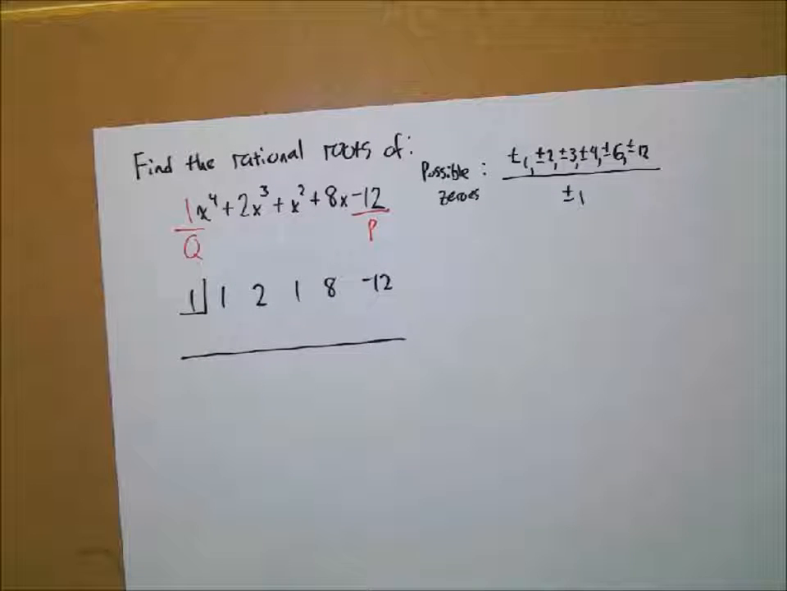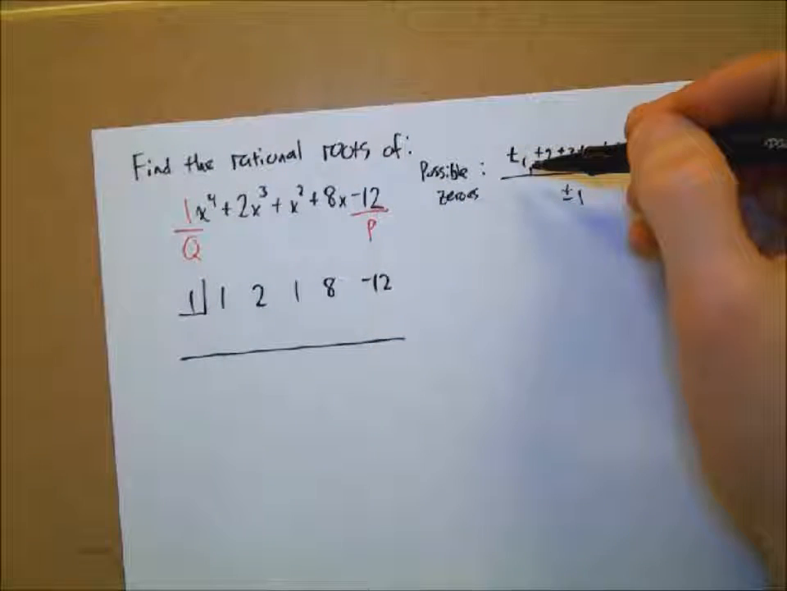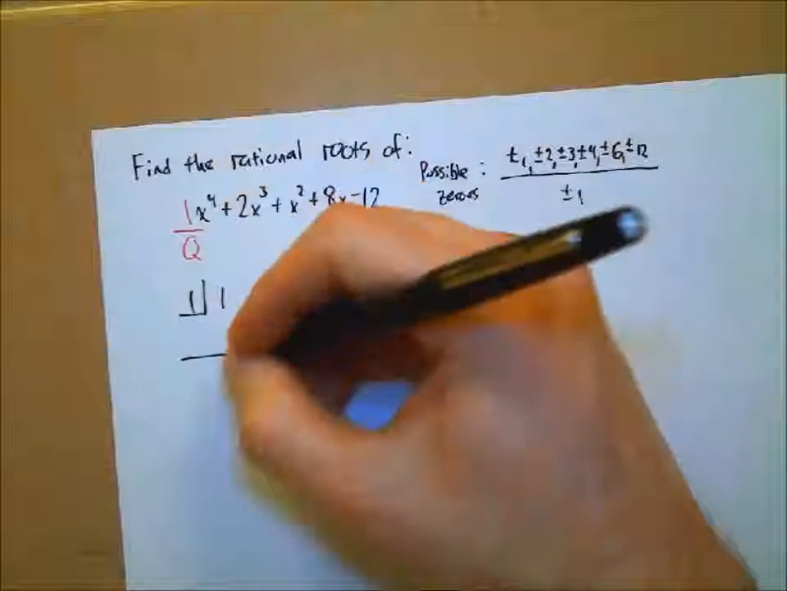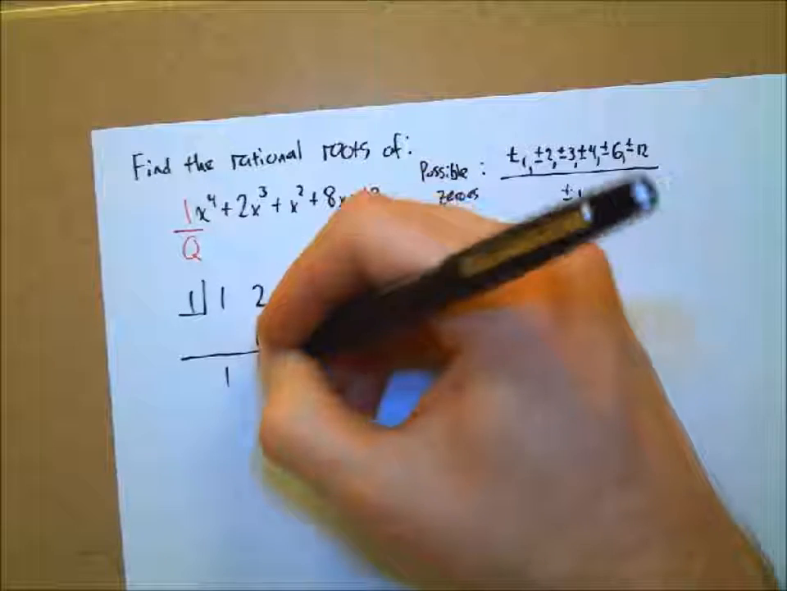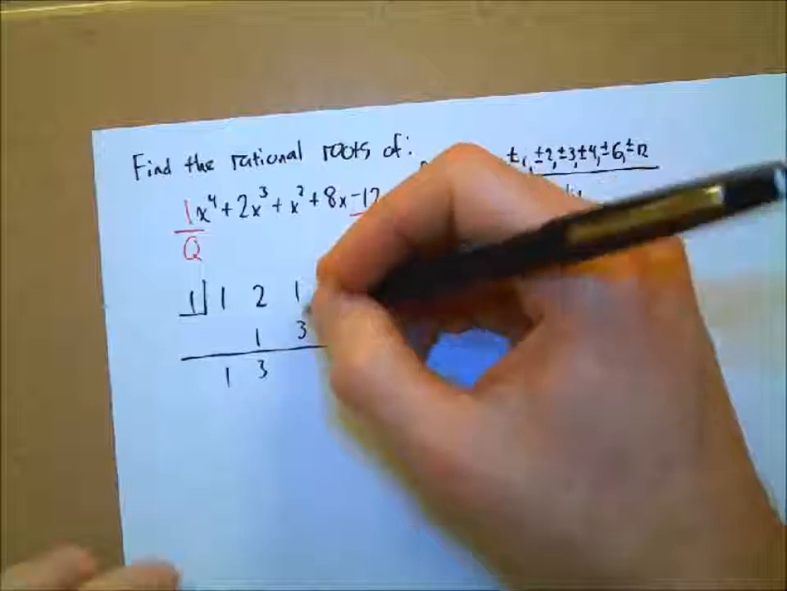Anyway, all right. So we're going to guess 1, a positive 1, as being our possible 0 here. So we'll bring down the 1, right? 1 times 1 is 1, 2 and 1, 3. Did it work for you when you did it? Yeah. Oh, okay, cool.